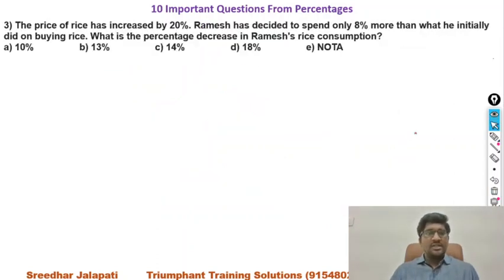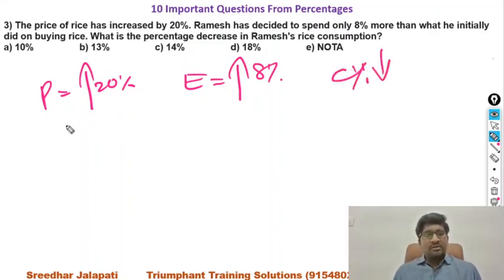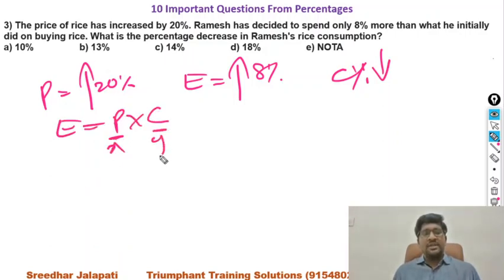Thank you. Let's move to the third question from percentages. The question says, the price of rice has increased by 20%, but the person is ready to increase his expenditure by only 8%. Then what is the percentage change in the consumption? So we know the relation among these, expenditure is equal to price into consumption. If you are given these two, we call them x and y, and by substituting the values you can get the change in expenditure.